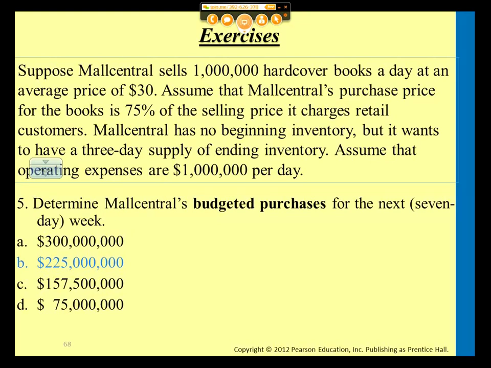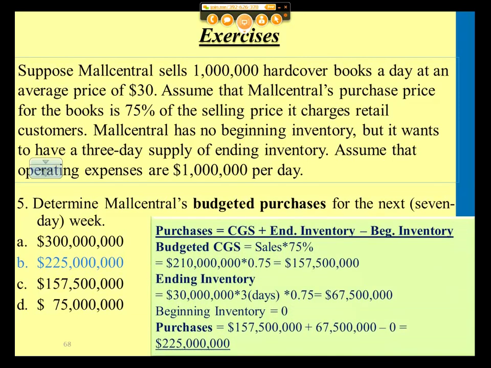Okay, so let's look at this. This is an important exercise. So here's what you're going to do. You are on the right track. So you were right. First, we're going to calculate the budgeted cost of goods sold, which is sales multiplied by 0.75. That's the percent that we get from the sales price, right? So the calculations are shown. The next is our ending inventory. We need to have beginning and ending inventory. We know that the beginning is 0, so let's just talk about the ending inventory.